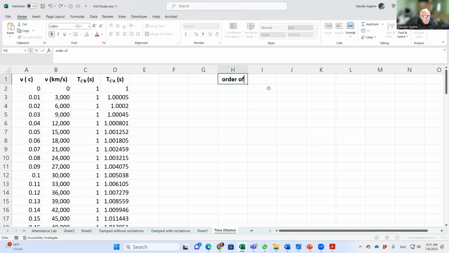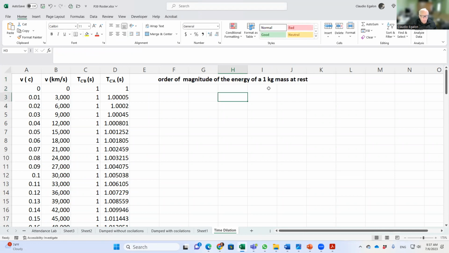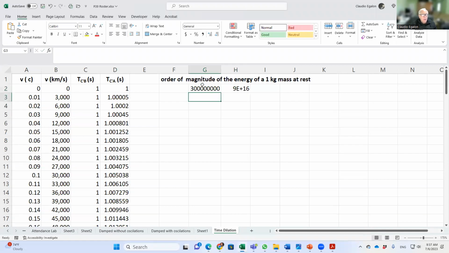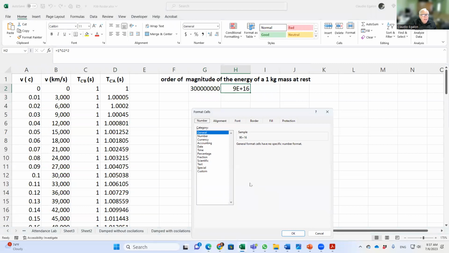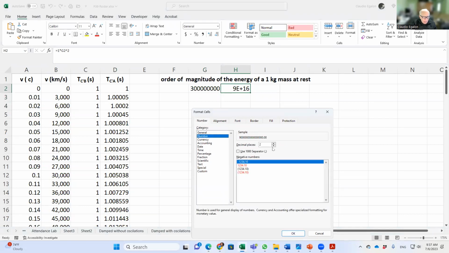Okay, order of magnitude of the energy of a 1 kilogram mass at rest. Should be 1 kilogram times 300... I'm going to put this number right in here. 300,000 million. That's the type of energy we're talking about. And let's see what we can do with this type of energy.